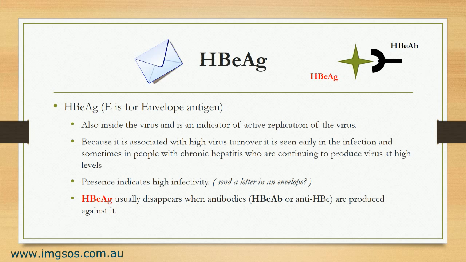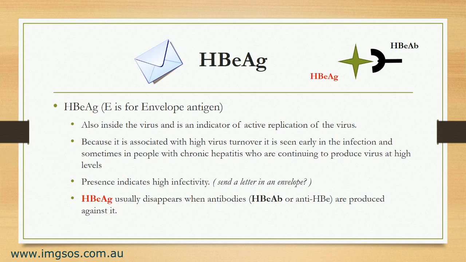Now, how you remember all of these, one of the things I use, and it's probably a little bit of a stretch, but it works for me. If I need to post a letter to somebody, I'll put it in an envelope. If I want to post lots of letters to people, I need lots of envelopes. To me, and the way my logic works, if somebody's got high envelope antigen levels, they've got lots of envelopes to send lots of virus to people. They're infective. That's the way I remember it. I don't know if that's useful to you, but it works for me. Envelopes means sending out lots of infection.